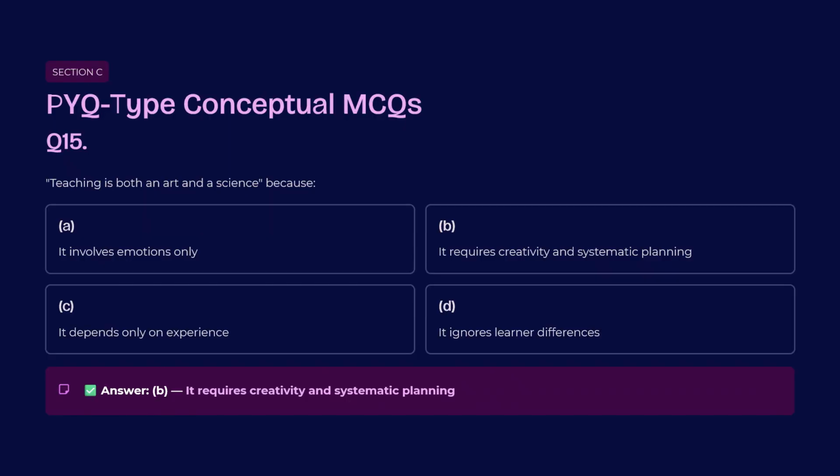Question number 15. Teaching is both an art and a science because A. it involves emotions only, B. it requires creativity and systematic planning, C. it depends only on experience, D. it ignores learners' differences. So here the right option is option B. It requires creativity and systematic planning. Here the creativity represents the art aspect and the systematic planning represents the science aspect.